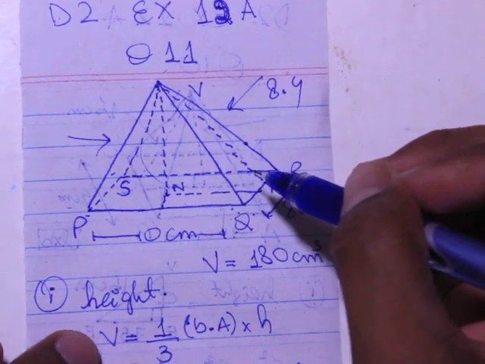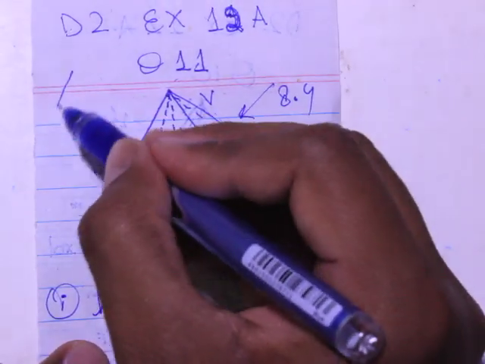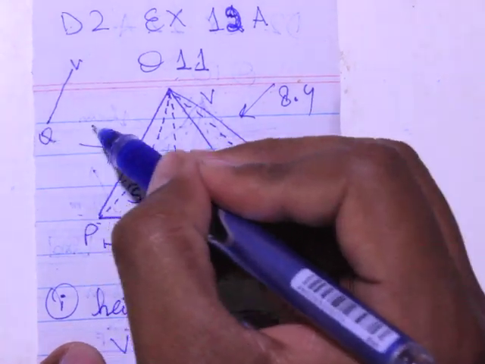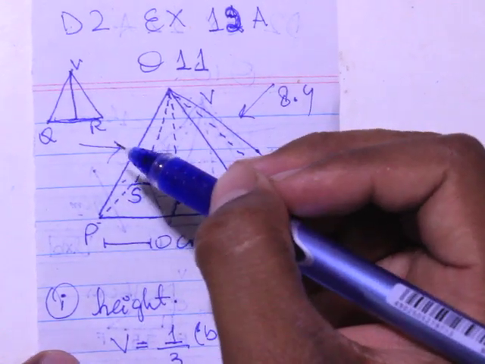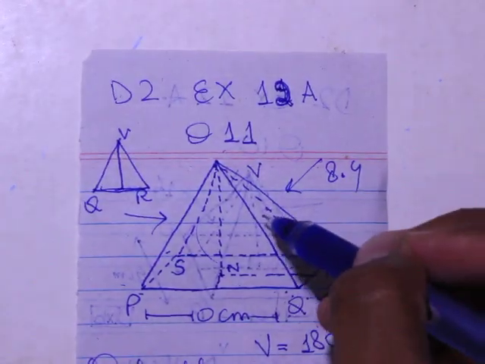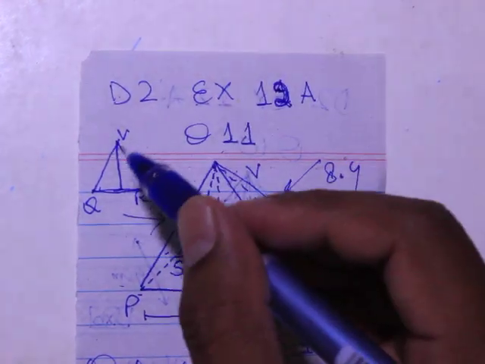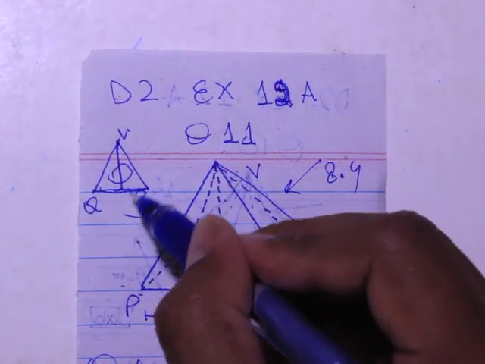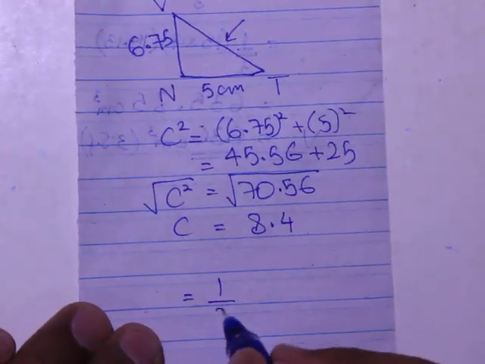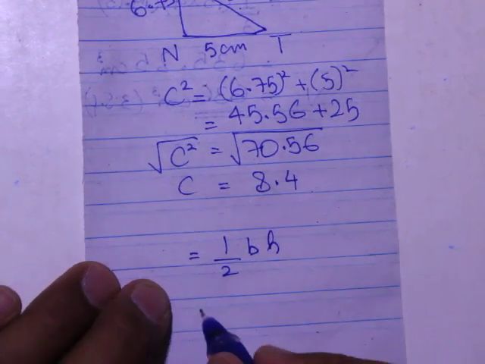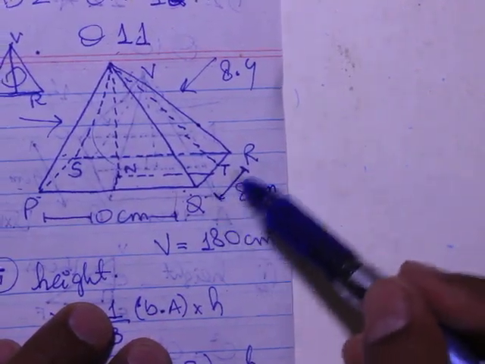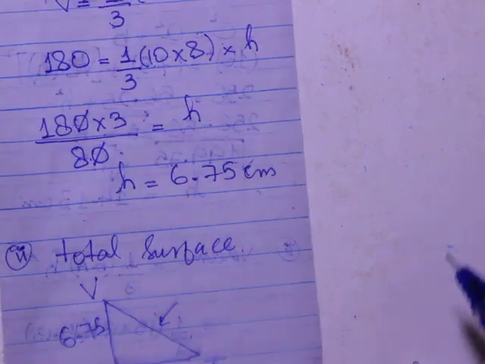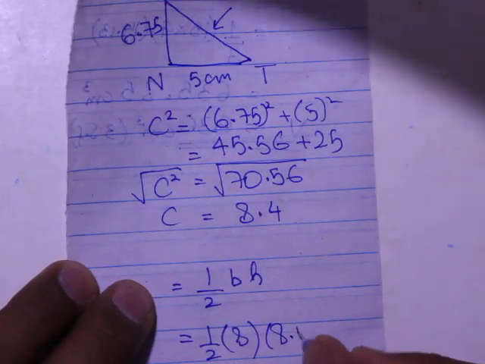In this pyramid it is the slant height, but if I am talking about the face VQR, this is not a slant height. This is the actual height of this triangular face. If I make it straight, so this becomes VQR and this is the height. Using the formula of a triangle, 1 upon 2 base into height, I have 1 upon 2, base is 8 centimeter because QR has a base of 8 centimeter, and height is 8.4, what we just found out a moment ago.